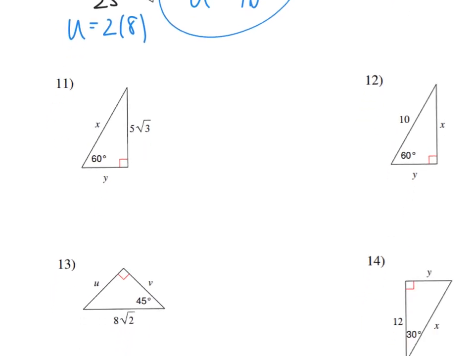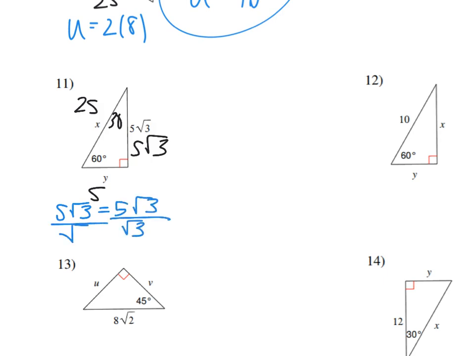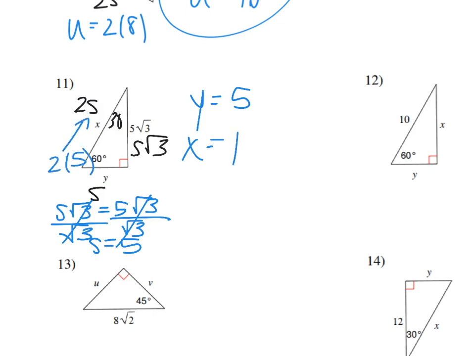All right, number 11. We've got S root 3, 2S. So remember, if you don't have the short, that's the first thing you find. So our long leg, S root 3, is equal to 5 root 3. Now, this is nice because you'll notice we divide both sides by root 3 to get S by itself, and we get that S equals 5. Okay, so that means Y is 5. And then in order to get X, we just multiply 2 by our short leg, which is 10.